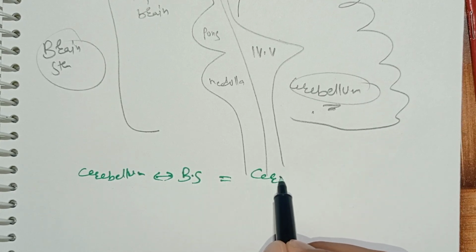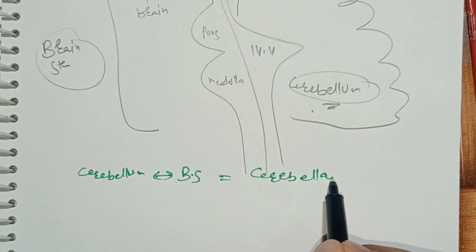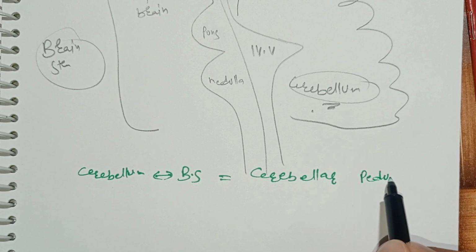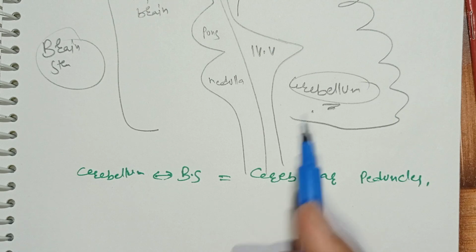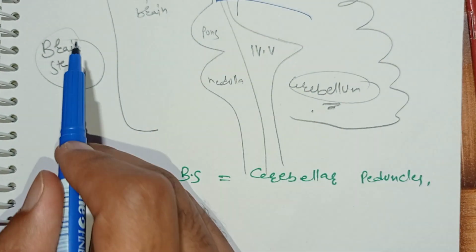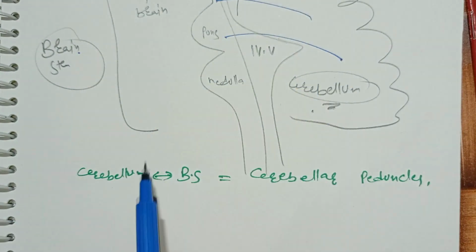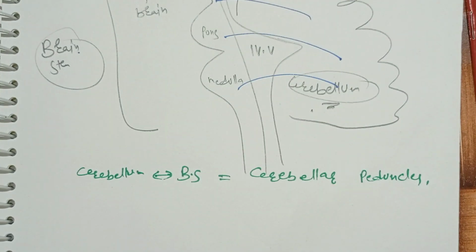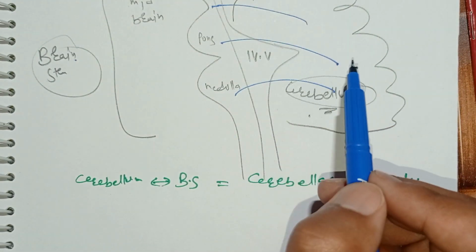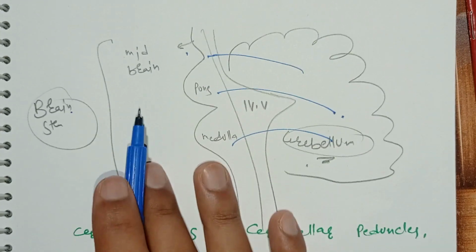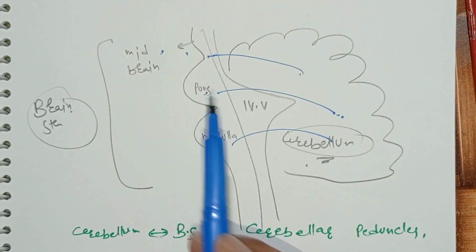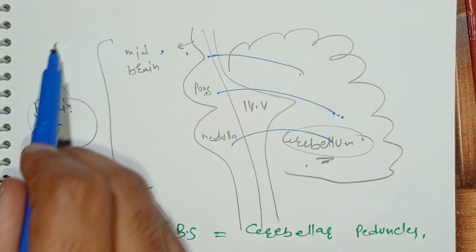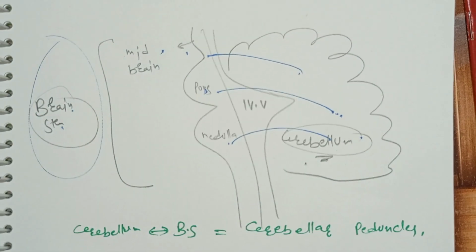The cerebellum is connected with the brainstem with the help of cerebellar peduncles. So the cerebellum is connected with the midbrain, which is a part of the brainstem, with the pons, and with the medulla, which three form the brainstem.